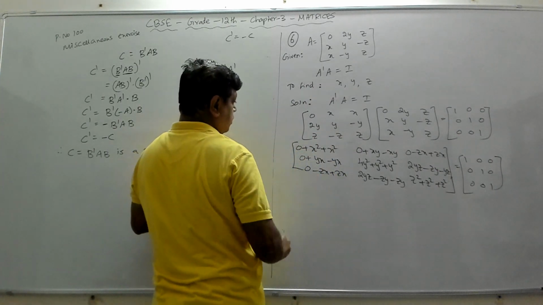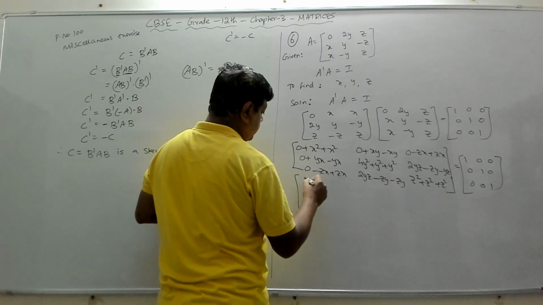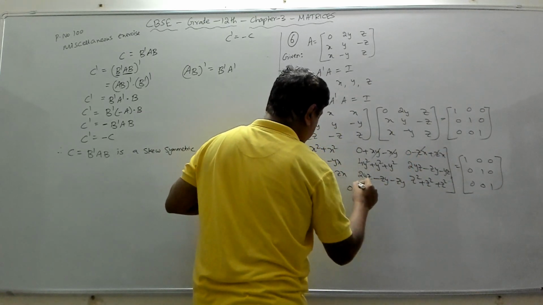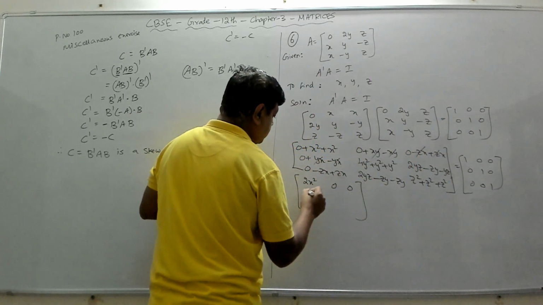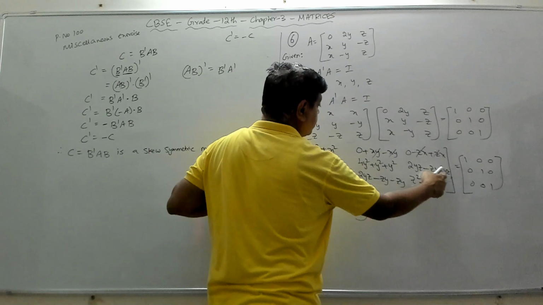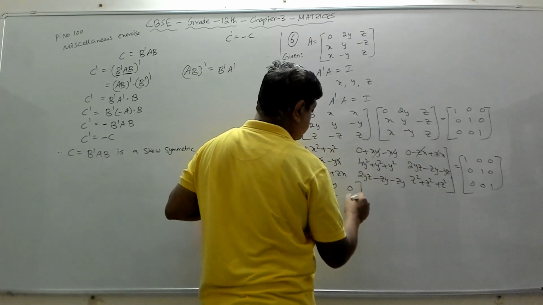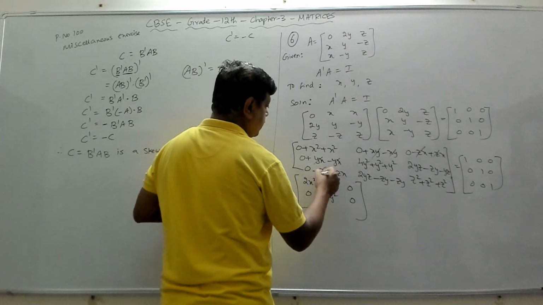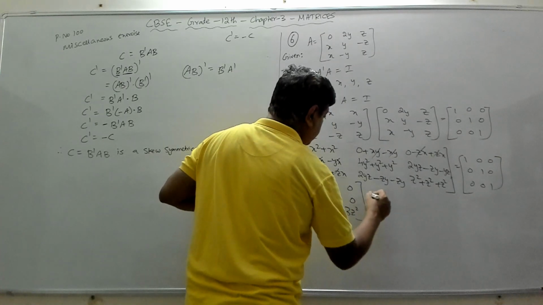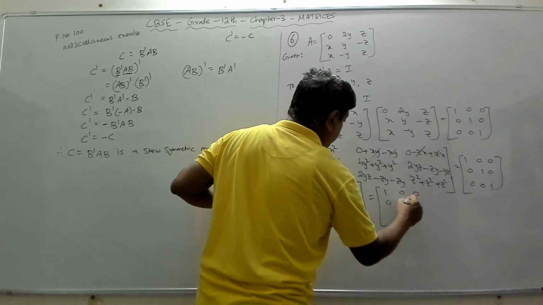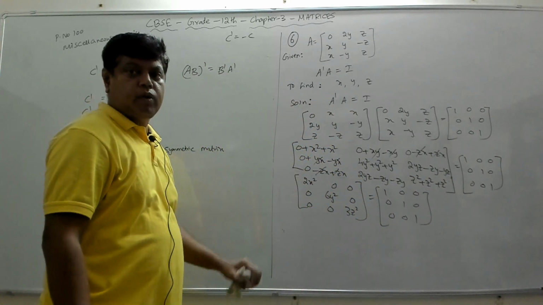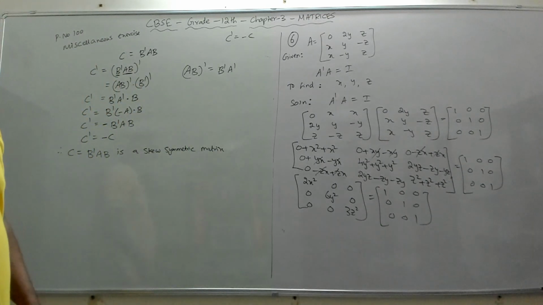So x square plus x square will be 2x square, and these two will get cancelled, so 0. Again these two will get cancelled, you get 0. This will become 6y square, and minus zy plus minus yz is minus 2zy, this is plus 2zy, so here also it will get cancelled, 0. This will also become 0. This will become 3z square, equal to the identity matrix. Now, two matrices are equal means the elements at their respective positions are equal.